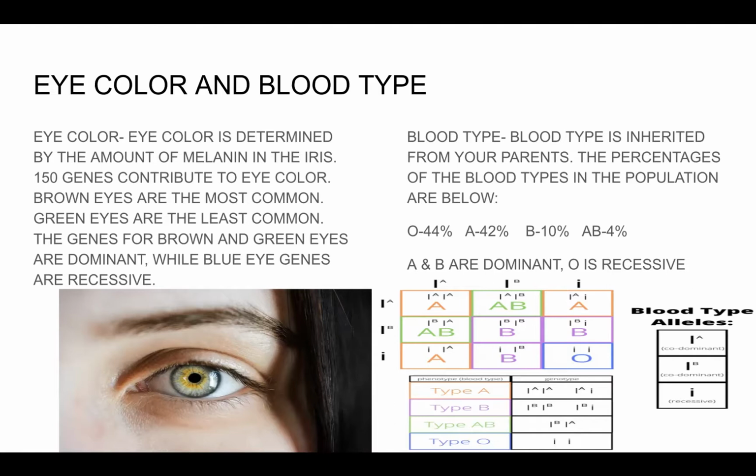Okay, blood type is inherited from your parents, and the percentages of the blood types in the population are 44% are type O, 42% are type A, 10% are type B, and only 4% are type AB. A and B are dominant over O and AB. O is recessive, and so blood typing is very interesting when you get into high school. That's one of the labs you'll probably do with typing your own blood.